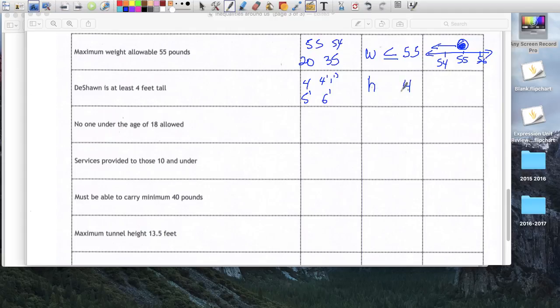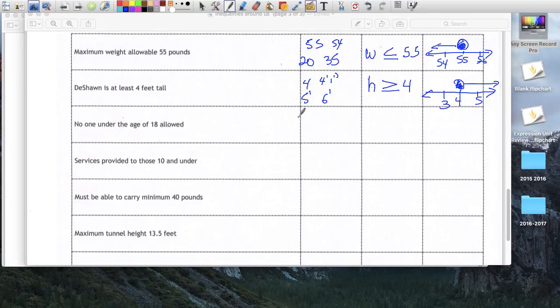is compared to 4 here. It's definitely greater than 4 or even equal to 4. 4, 5, that's his height. So his height is anything 4 and higher, including 4.